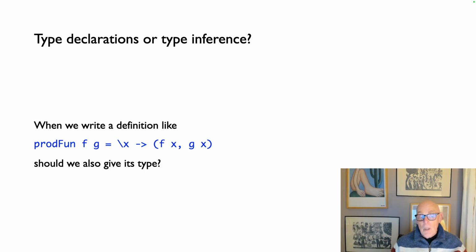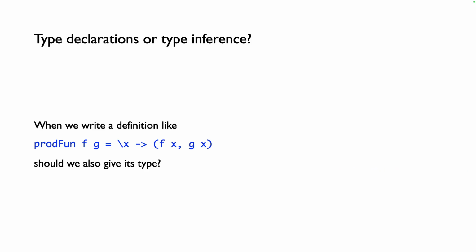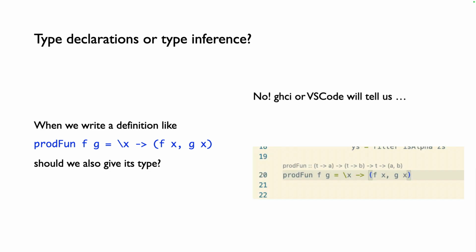Suppose we write a definition like this: prod fun f and g is a function lambda x goes to f of x, g of x. When we write a definition like that, should we also give its type? Well, one school of thought says no. GHCI or VS Code will tell us.